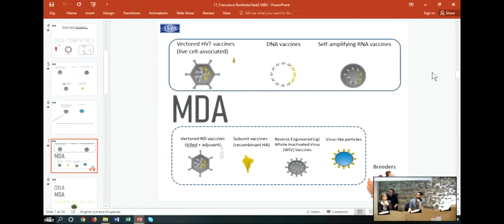But then it's very likely that you will intend to vaccinate your breeders, precious stocks, grandparents. And in this case, we will have to take into account that the vaccine should be MDA compatible, so compatible with maternally derived antibodies. And here on top of the list, we still see the vector HVT vaccines, DNA vaccines, self-amplified RNA vaccines, but there are also others that can be used, taking into account that maybe the immunization will not take place at the hatchery, but maybe a week later. And these are the ones indicated here below.